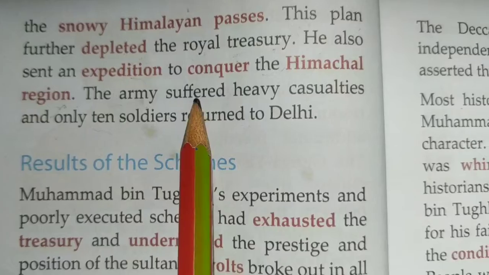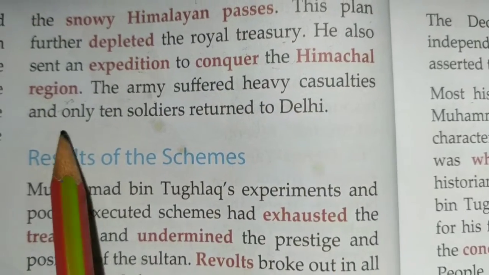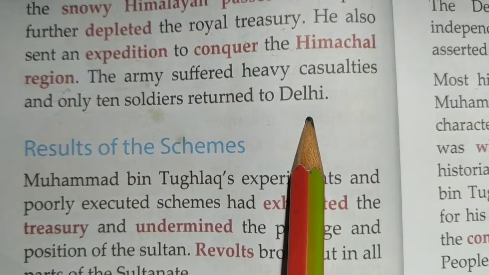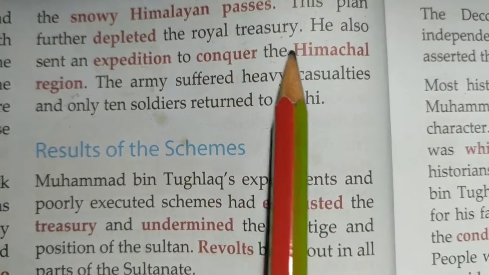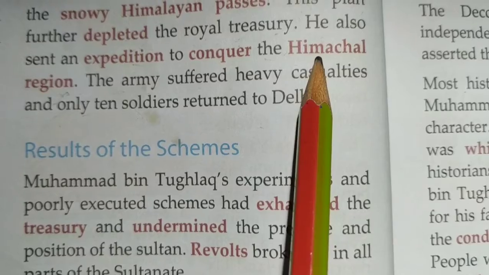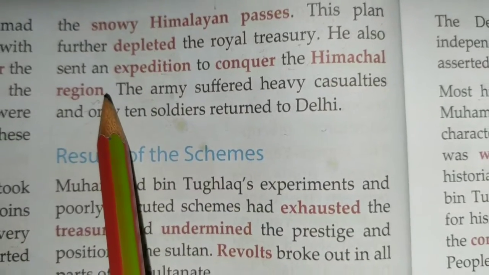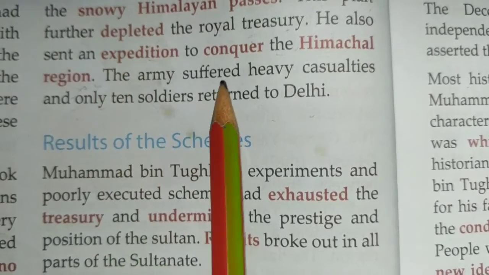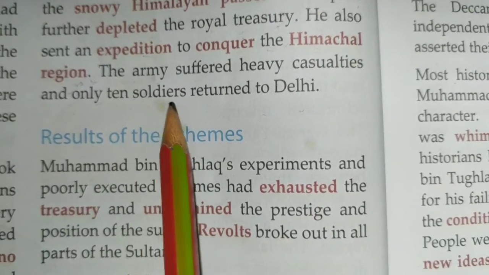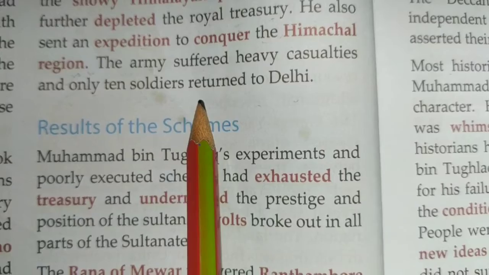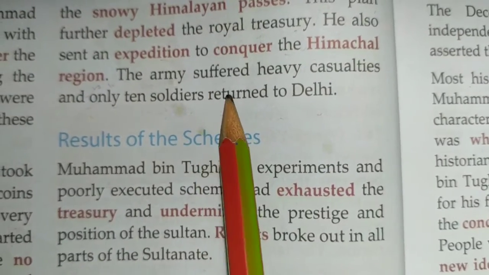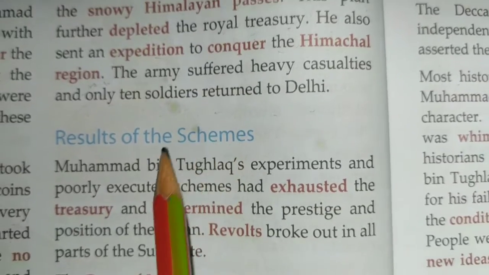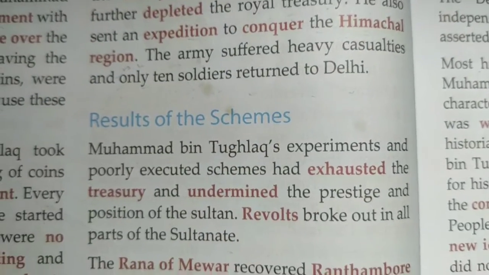The army suffered heavy casualties and only 10 soldiers returned to Delhi. So many soldiers were sent to conquer the Himachal region. Okay, but what we see, when they returned, they only returned with 10 soldiers. Okay, so many died on the way. Now let's move to the next one.